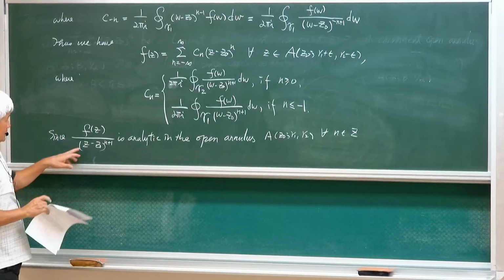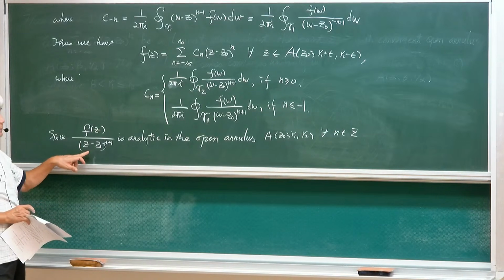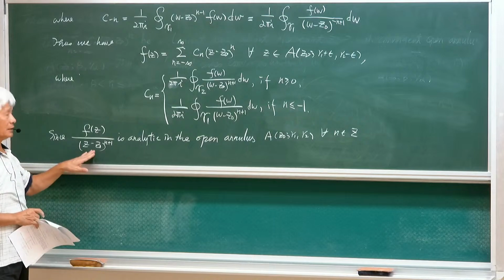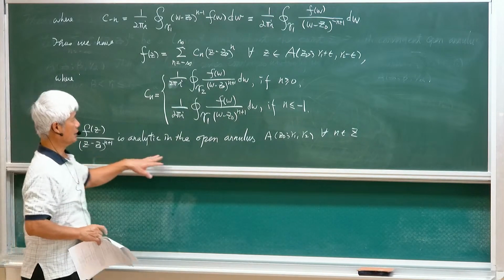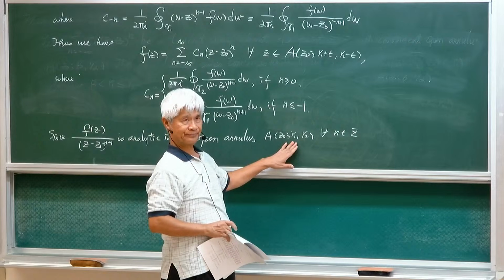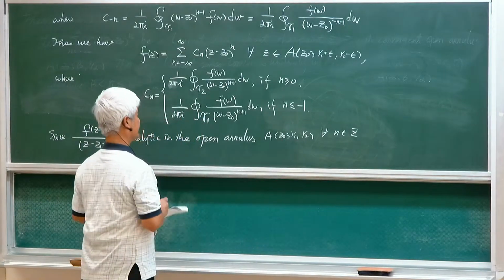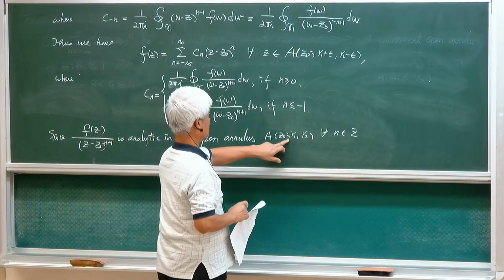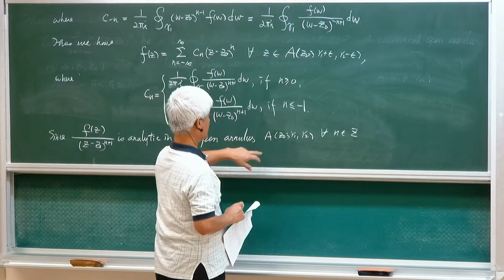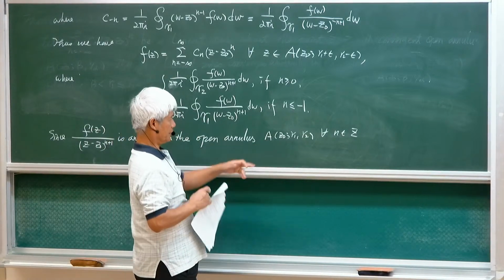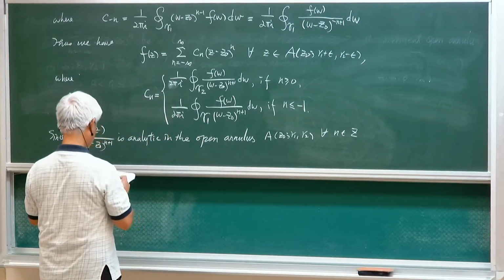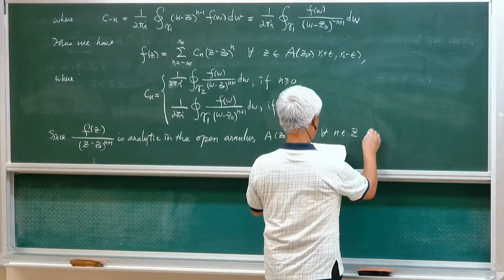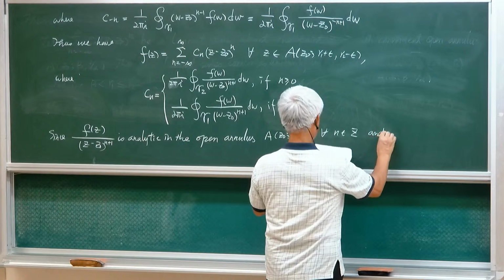And you can see that the denominator is also an analytic function, and it's never zero for all z in this open annulus. Because this is an open annulus, z0 is not contained in this open annulus.